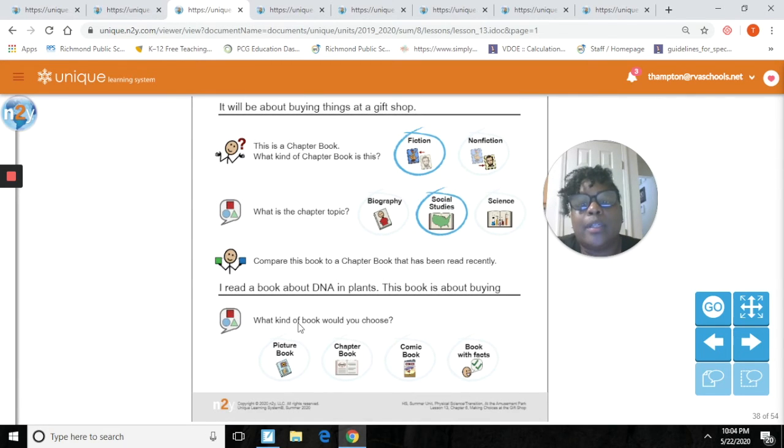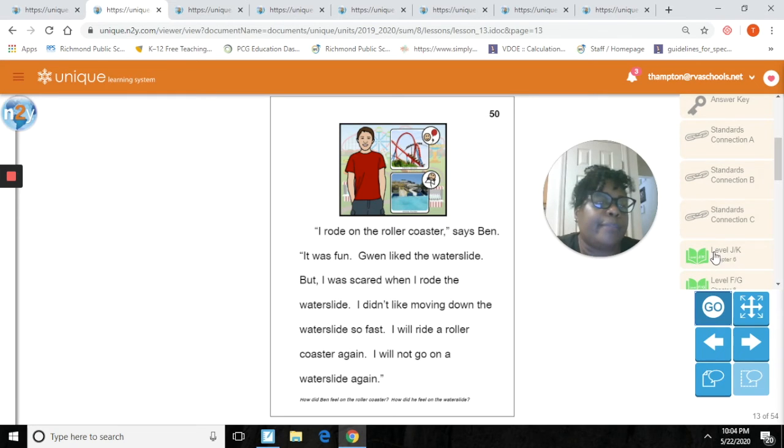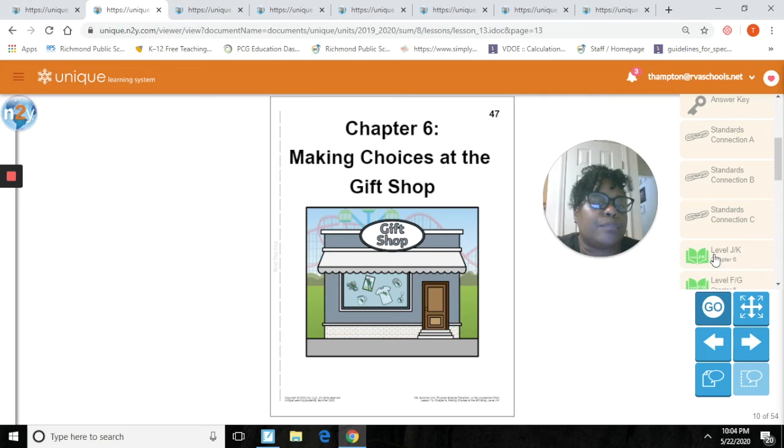It says, what kind of book would you choose? A picture book, a chapter book, a comic book, or a book with facts? Well, in this case, I would choose a chapter book because I like chapter books. Now you pick what you like. All right? So let's move on. Let's get ready to read our story. Now I want you to listen carefully, because you will be answering some questions at the end of the story. Okay?